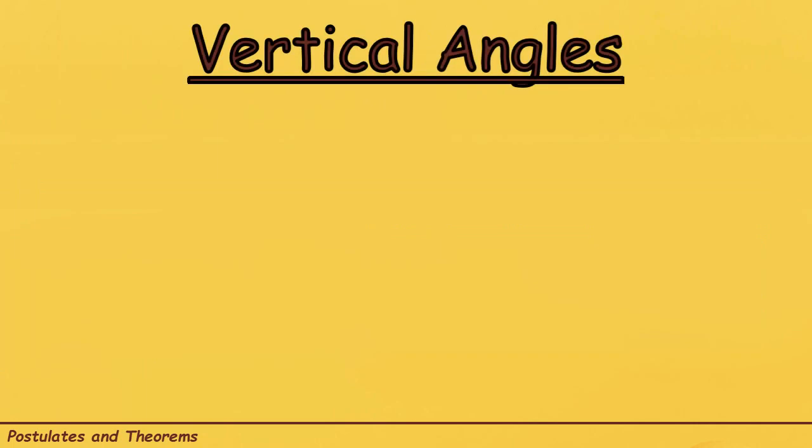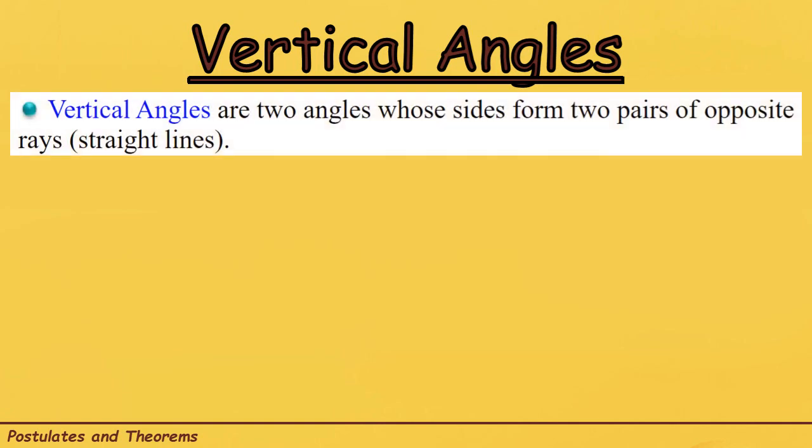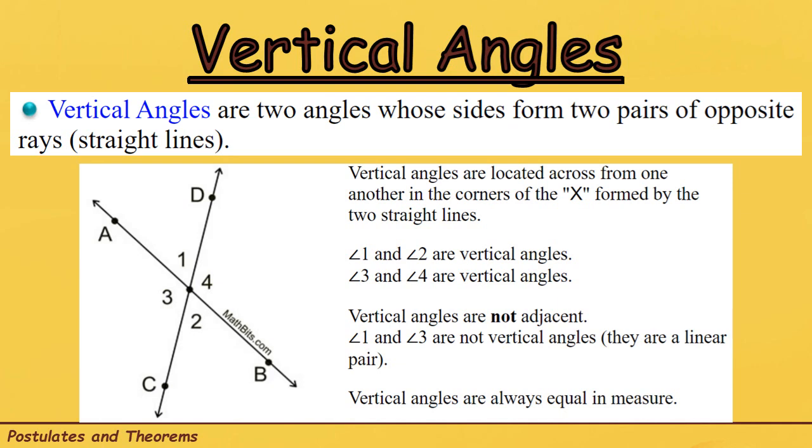The last pair of angles for today is the vertical angles. Vertical angles are two angles whose sides form two pairs of opposite rays or straight lines. Let's take a look at our example. In the figure, we have two lines that intersect with one another. Line AB and line CD. They intersect at exactly one point. Vertical angles are located across from one another in the corners of the X formed by the two straight lines.